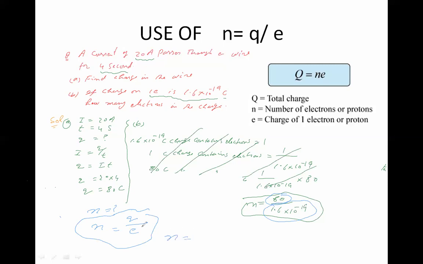N equals Q over e. Q is 80. What is the charge on one electron? 1.6 into 10 power minus 19. There is no need to do it like before. Just memorize the equation. The number of electrons is the charge divided by the charge on one electron. Any problem? Just memorize this, okay? Okay.